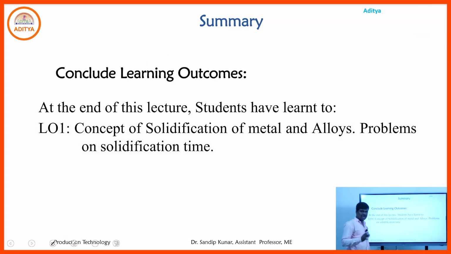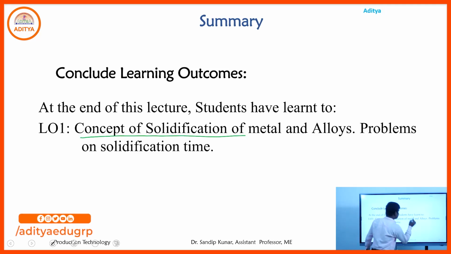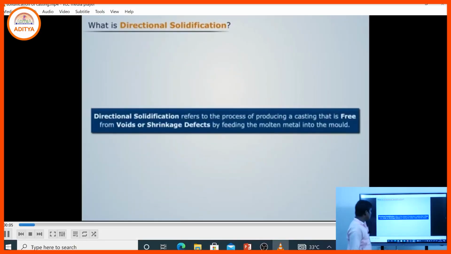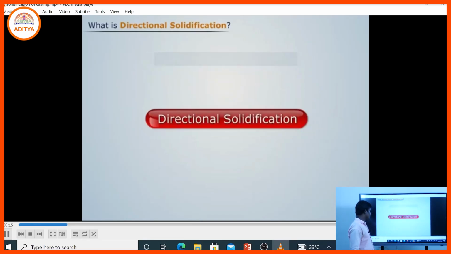At the end of this lecture, the student has learned the concept of solidification of metal and alloy and problems on solidification time. Now we will see one video. What is directional solidification? Directional solidification means the process of producing a casting that is free from voids or shrinkage defects by feeding the molten metal into the mold.